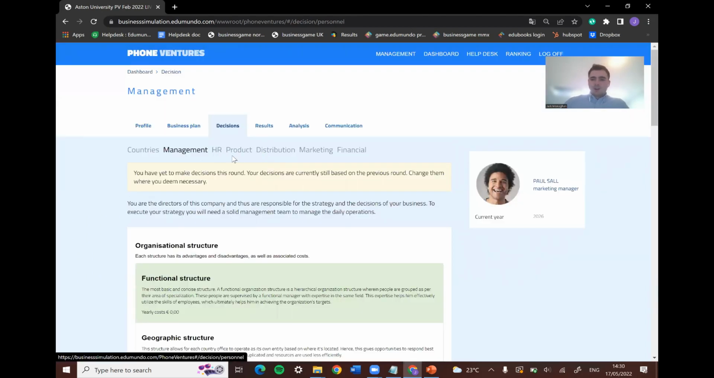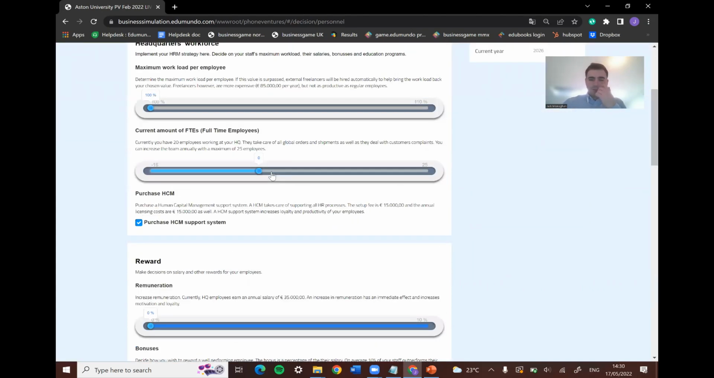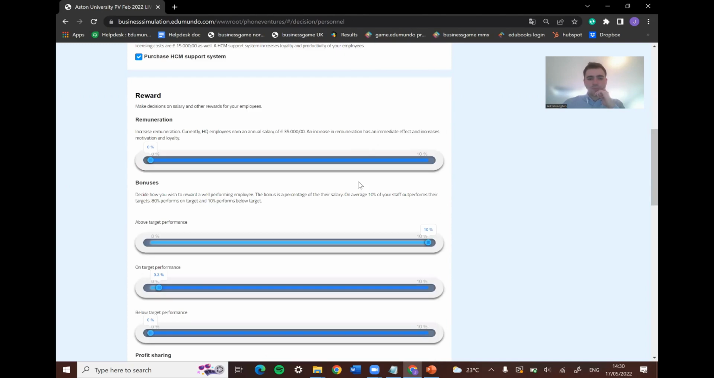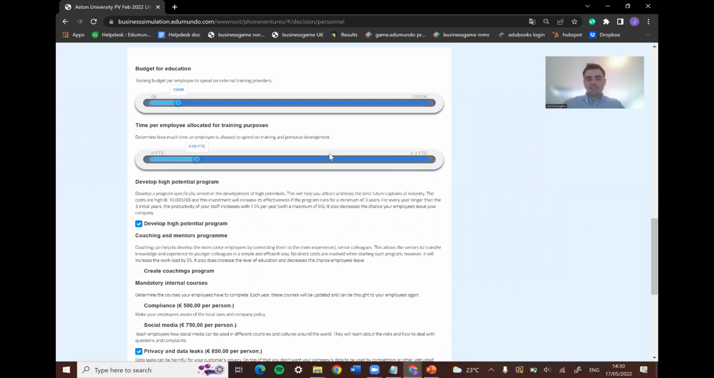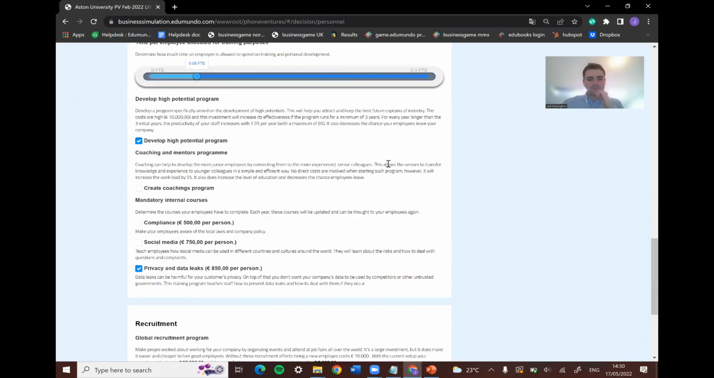Next up is HR. I won't be spending too much time on this, but essentially keep in mind the number of countries that you've entered into, and if you've hired enough employees. If you want to increase motivation levels within your company, you'll of course need to spend quite heavily on giving your staff rewards. If you want to have high training budgets and training allocation, that will also help improve your overall education levels of your employees.